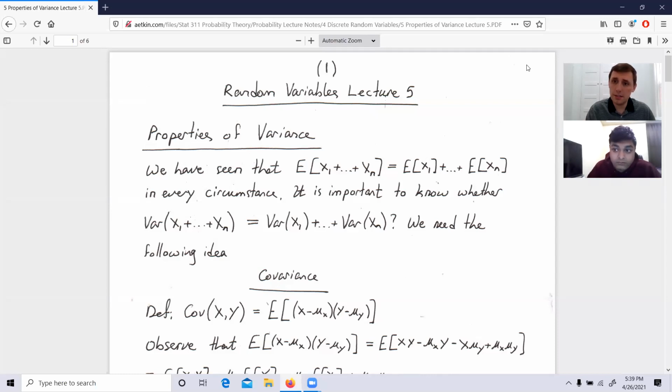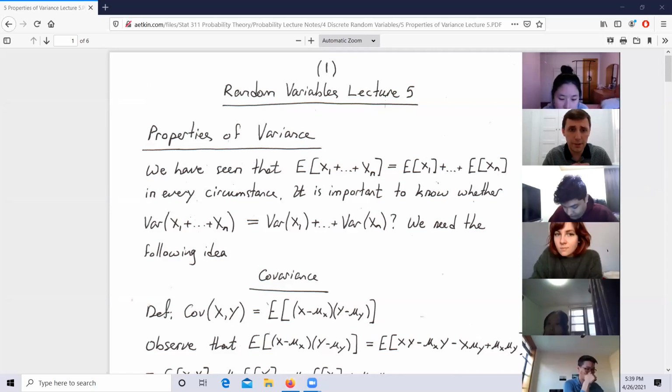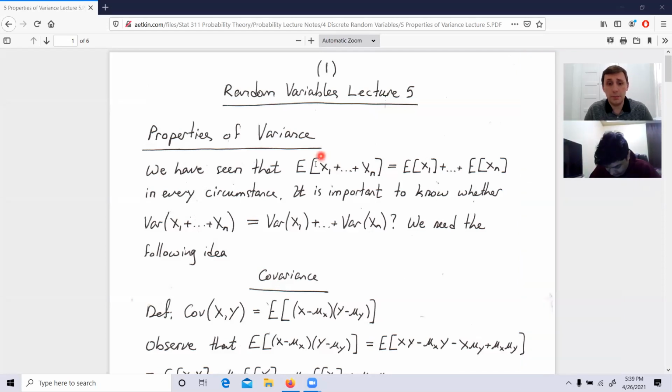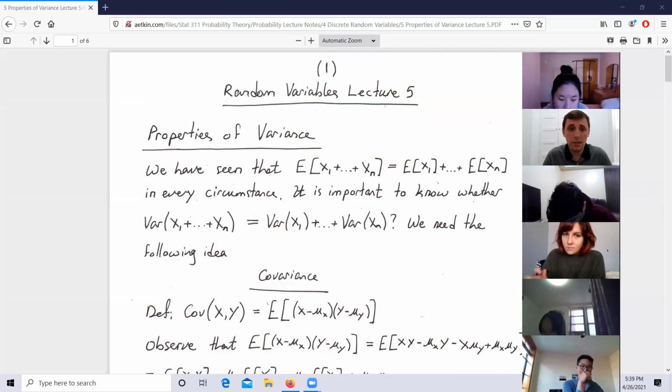And just briefly, let's review what we covered during the last lecture. So we wanted to investigate the properties of variance. We know that the expected value of a sum of random variables is the sum of expected values, correct? And that happens no matter how those variables are related. They can be dependent, independent, weakly, or strongly. That doesn't matter.